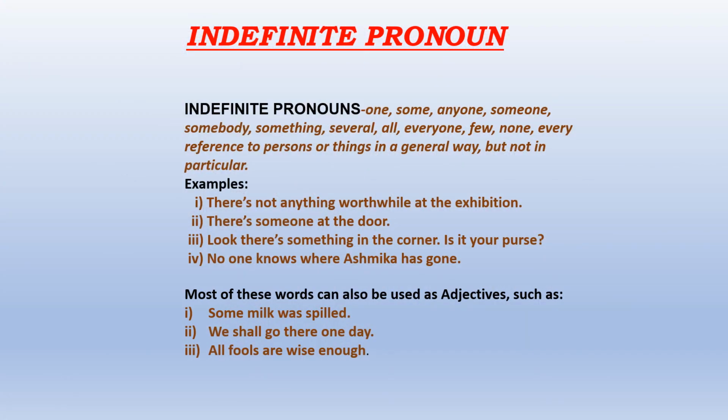Indefinite pronouns are one, some, anyone, someone, somebody, something, several, all, everyone, few, none, every. They refer to persons or things in a general way, but not in particular. There's not anything worthwhile at the exhibition. There is someone at the door. Look, there is something in the corner.